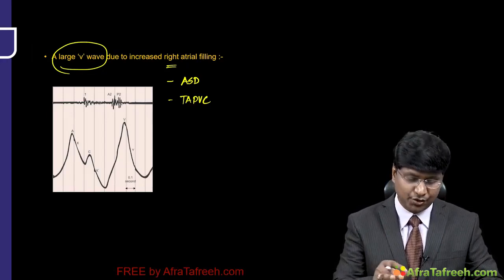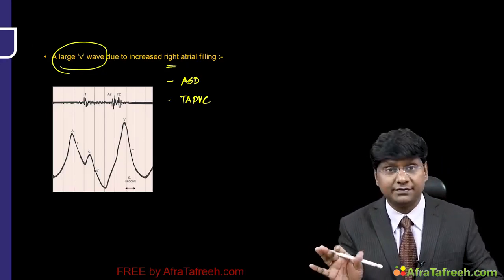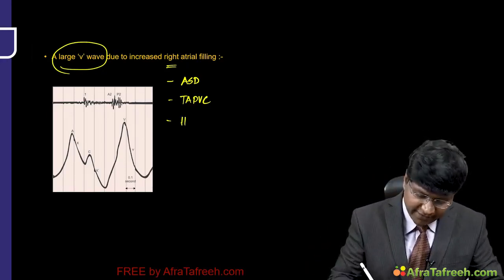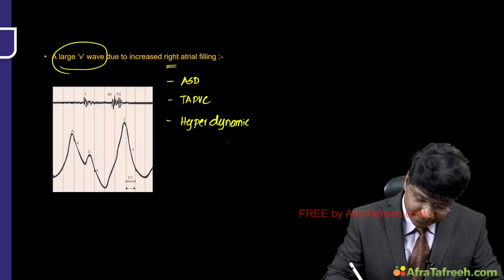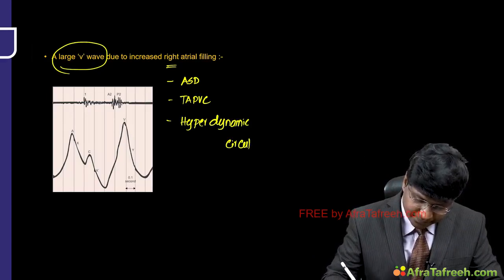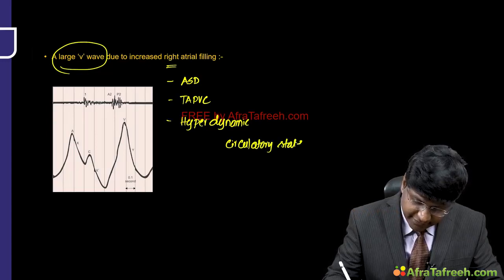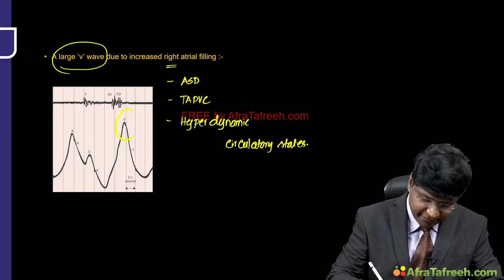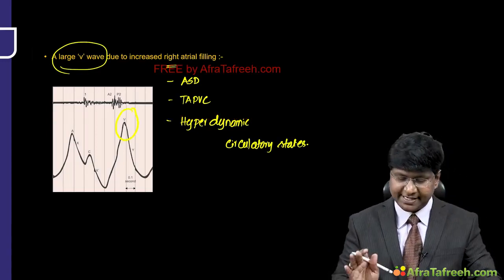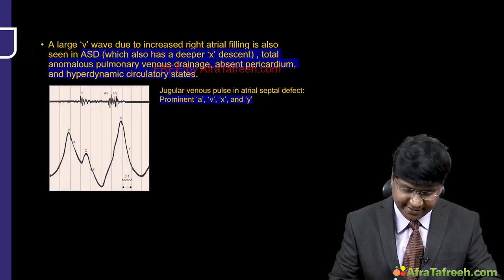So thereby again you get this large V wave, okay? And even in case of hyperdynamic circulatory states, these are also the conditions where you can have the large V wave, okay? So you can see this prominent V wave in ASD, TAPVC, and as well as hyperdynamic circulatory states.